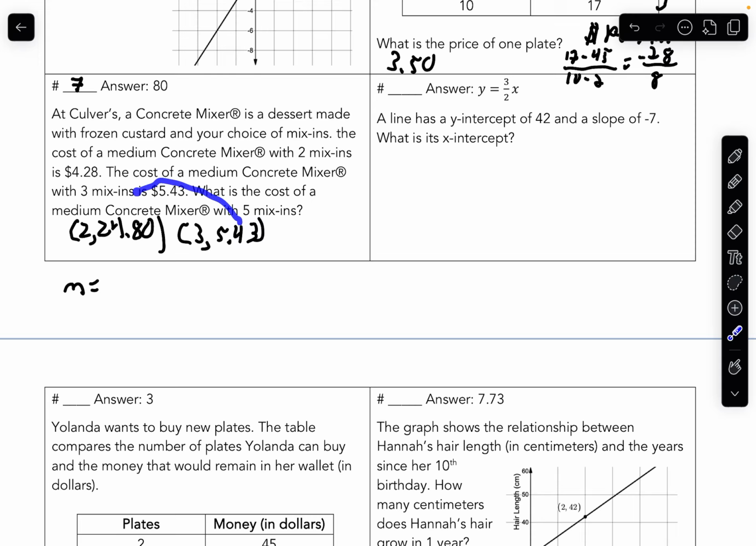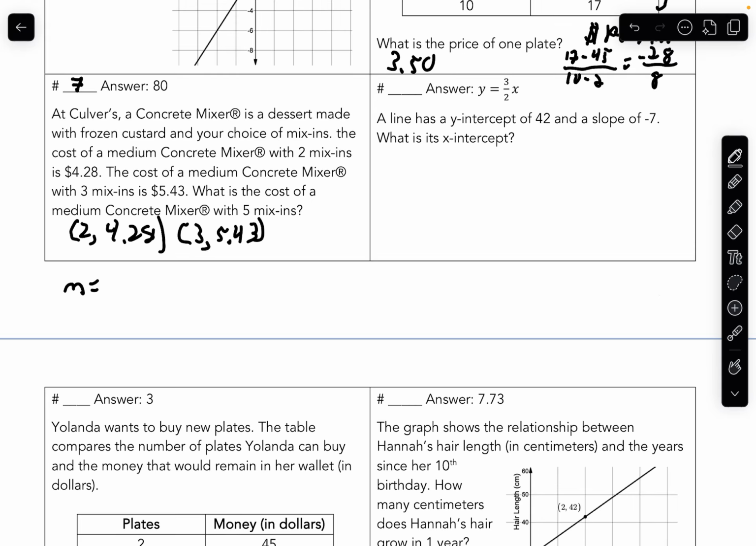the change in y. So, wait, that's 2480. Where the heck did I get 2480? Okay, this number is way wrong. I don't know where I got that from. It says right here, 2 mix-ins cost $4.28. That's a much smaller number.